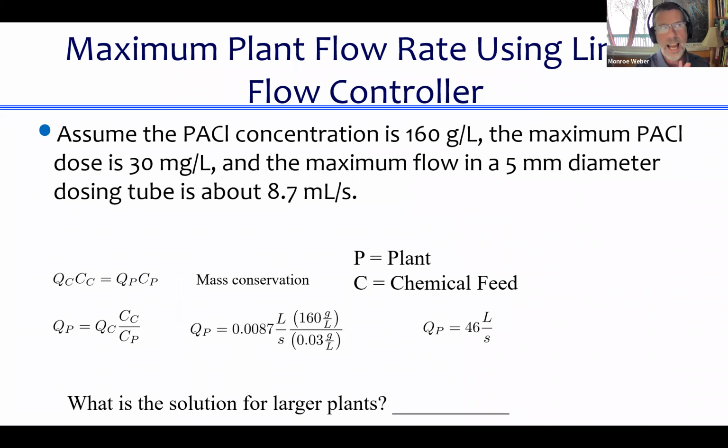Okay. So how much can you get out of one tube? If we only were to use one tube, and we used a 5mm diameter dosing tube, which would end up requiring a pretty long tube, but could work. That ends up being about 8.7 milliliters per second of flow. This is basically keeping the minor losses small.